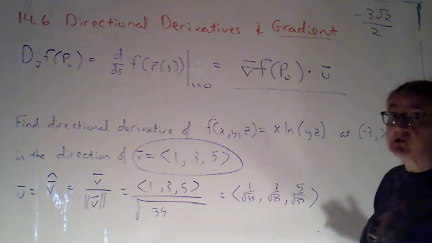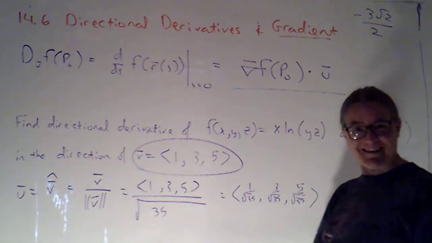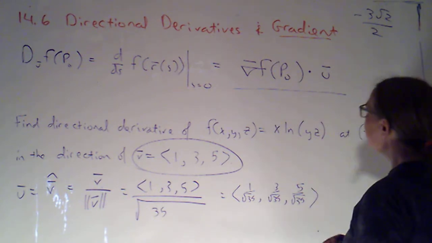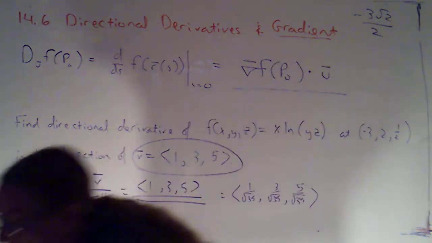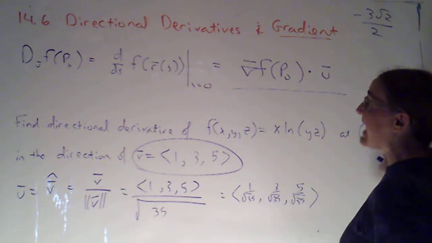Okay, excellent. I don't have to call it u. If I want to call it v hat, I can. If I want to call it by any other name that isn't taken, that's okay. I think I'm going to call it u. Okay, excellent. So then I'm going to also need to calculate the gradient and evaluate it at this point.